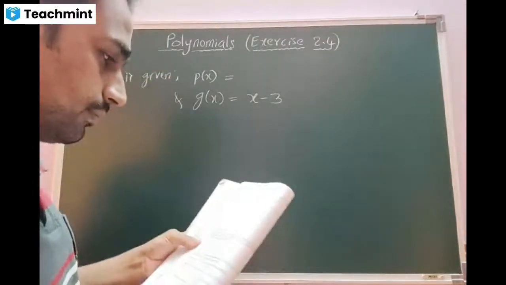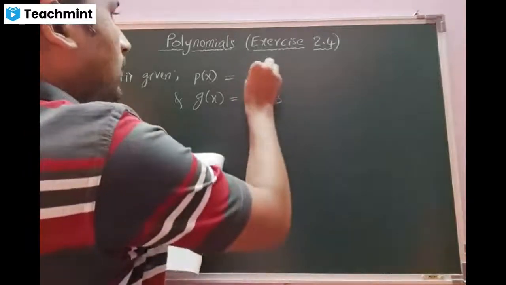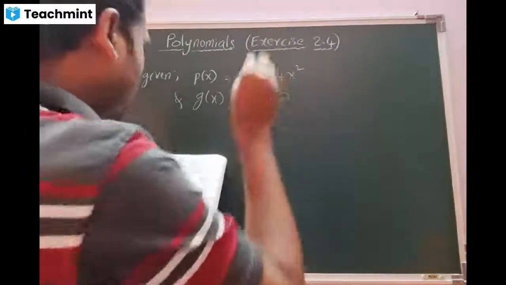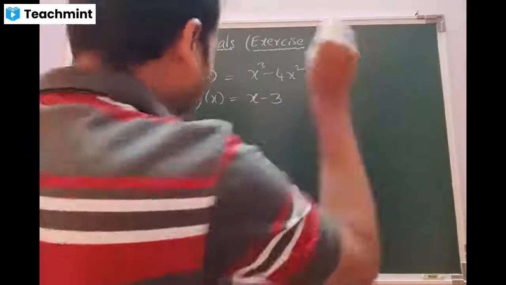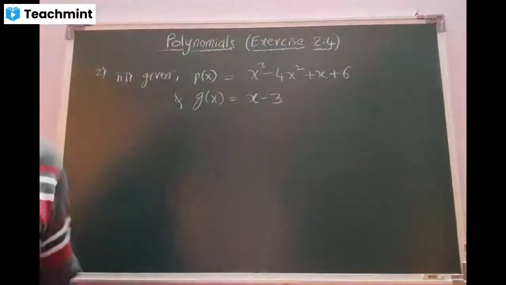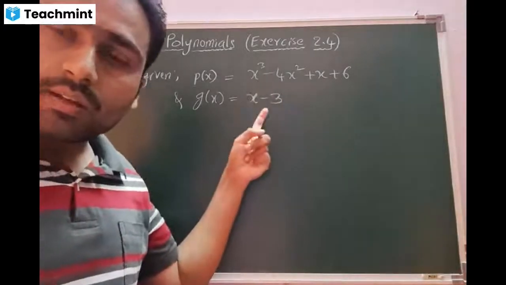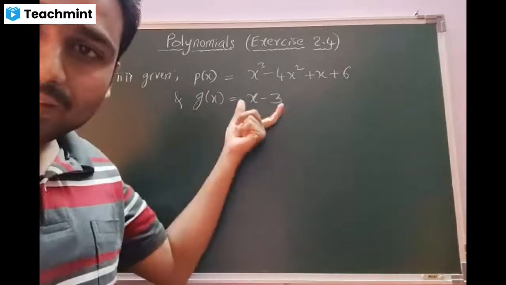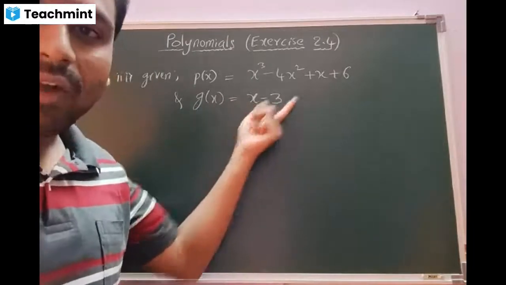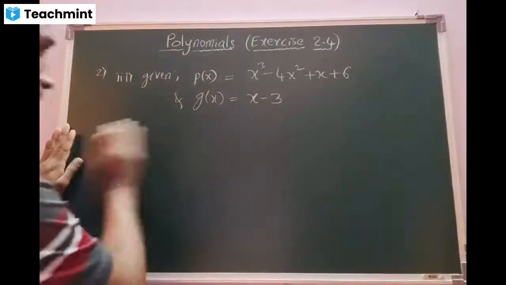They have given x cube minus 4x square, then plus x, and then plus 6. Better look at the change. What happened here? The dividend has changed, and even the divisor has changed. We have to check whether x minus 3 is a factor of this or not. The procedure remains the same. So tell me, beta, what is the first step?